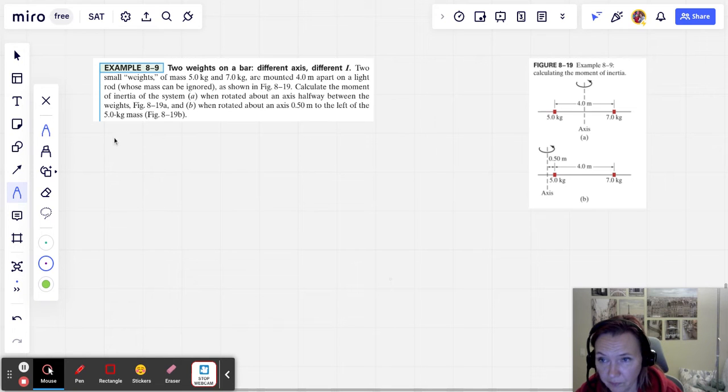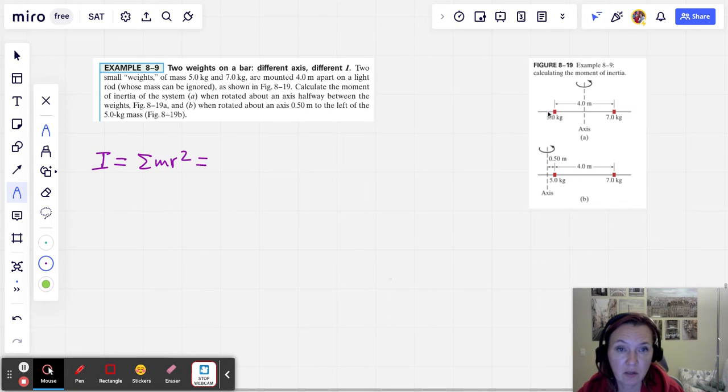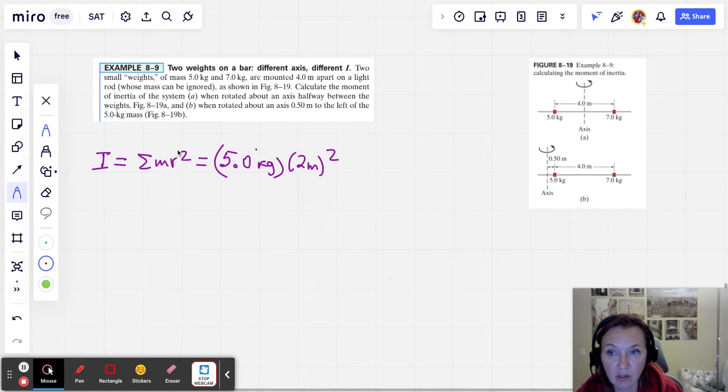So here's what we will need to do. We need to calculate the moment of inertia, the sum of mr squared. Well, there are only two masses here, and the radius in this case is going to be 2, right? From 4 being the distance between them, so the radius has to be 2. So we are going to multiply 5.0 kilograms times 2 meters, and we have to square it, mr squared, plus 7.0 kilograms times 2.0 meters squared. Forgot to put 0.0.